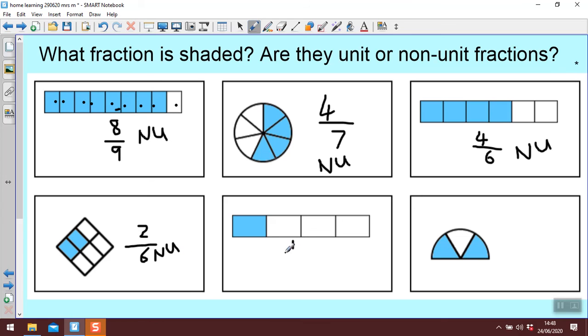Here we've got 1/4 shaded, and that's a unit fraction because 1 is its numerator. And then here we've got 2/3 shaded, and that is a non-unit fraction.